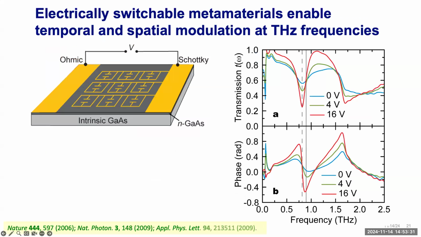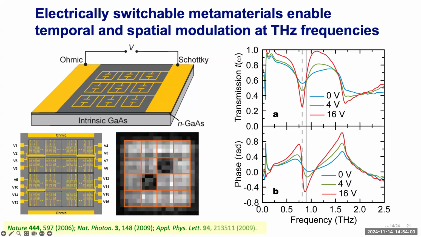So this was our initial demonstration. You can see at 0 volts, that's the blue curve here, the transmission is pretty high. As you increase the voltage, the transmission becomes less and less. So you've got the basis of a modulator. If you do this at a certain frequency, you can get a modulator at a certain frequency.